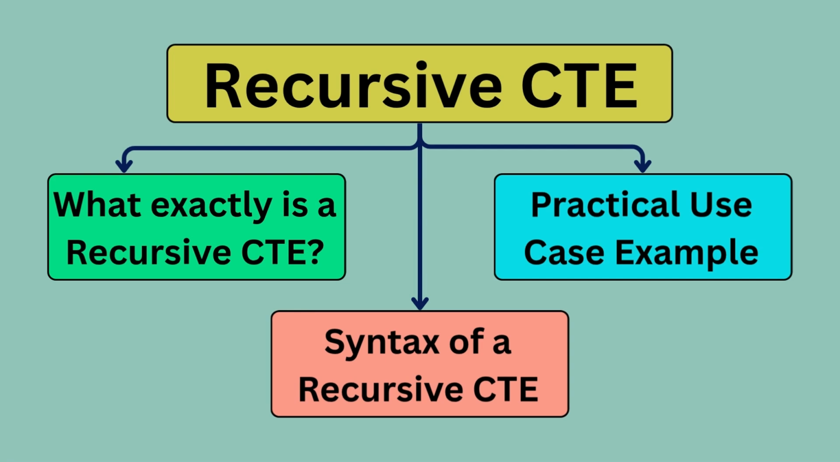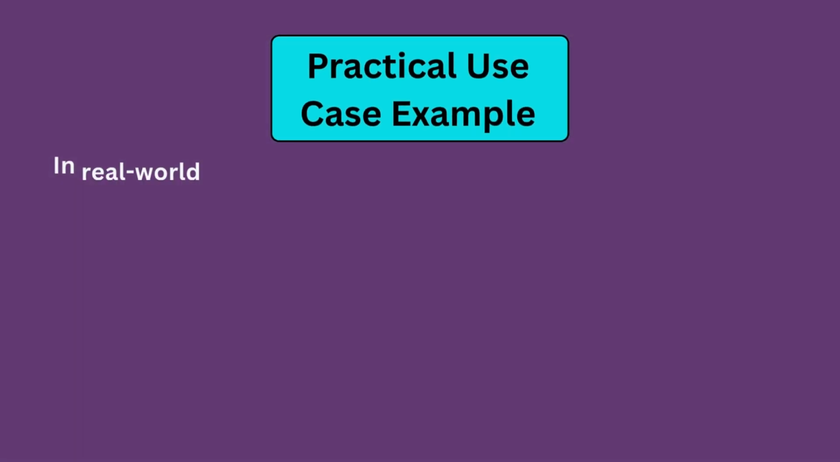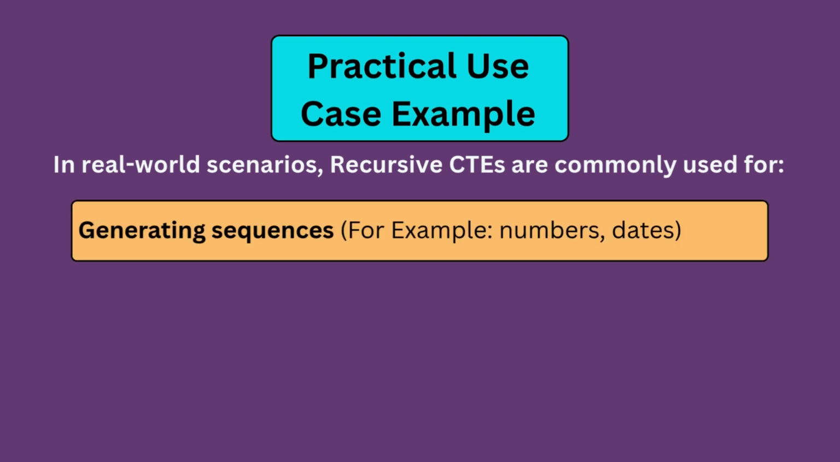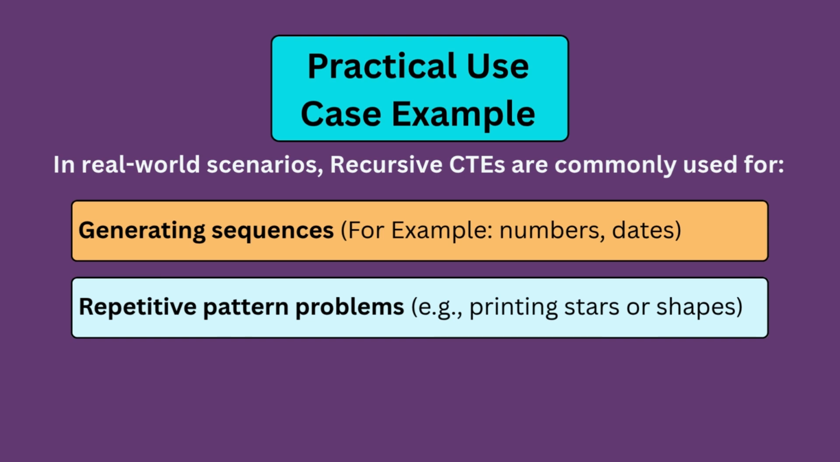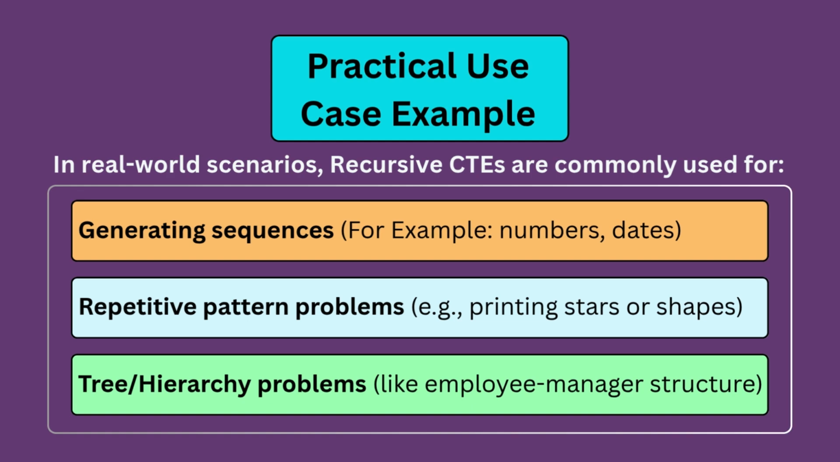Now I believe you have got familiar enough with the structural part, so let us move on to some practical examples. In real world scenarios, recursive CTEs are commonly used for generating sequences, for example, numbers or dates, solving repetitive patterns like printing stars or shapes, and processing hierarchical or tree-like structures such as employee-manager relationships. Now let us explore each of these examples one by one.